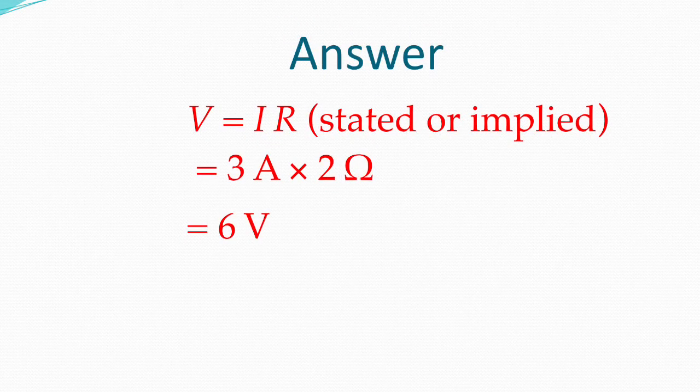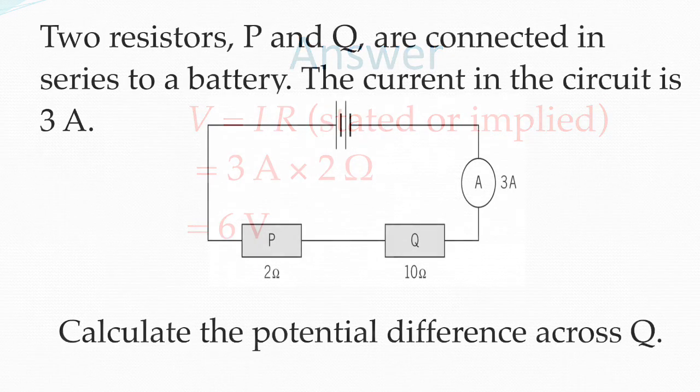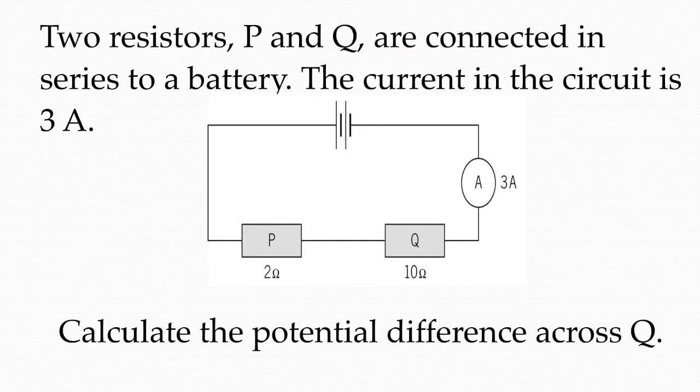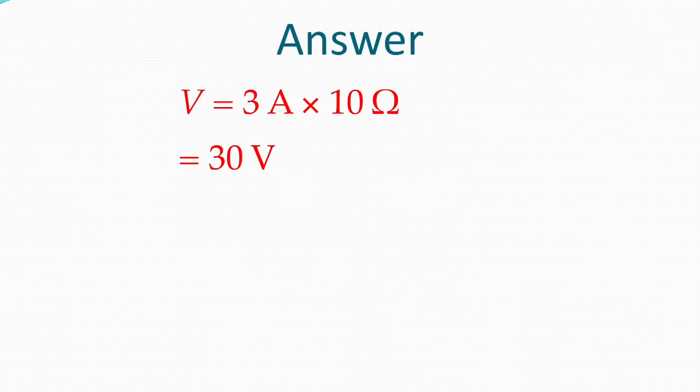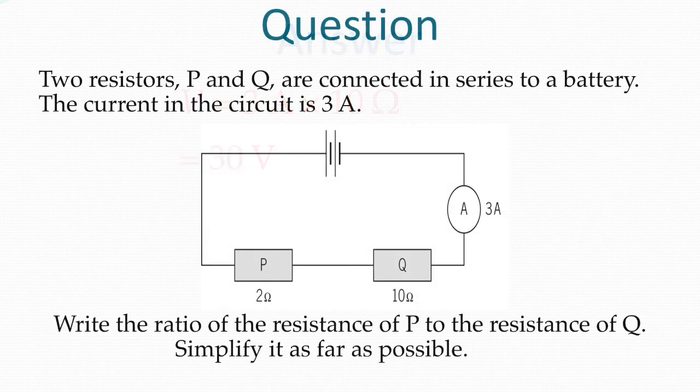We can find the voltage by timesing the current, 3 amps, by the resistance of the resistor, 2 ohms, giving us a potential difference of 6 volts. Now we need to find the potential difference across Q. Once again, pause the video and put your answer in your book. Again, voltage is current times resistance, so 30 volts. Now I'd like you to write the ratio of the resistance of P to the resistance of Q and simplify it as much as possible.